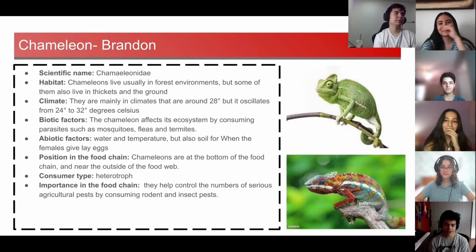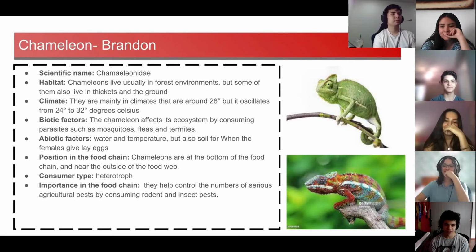Biotic factors: the chameleon affects its ecosystem by consuming pests such as mosquitoes, fleas, and termites. Abiotic factors: water and temperature, but also soil for when the females lay eggs.